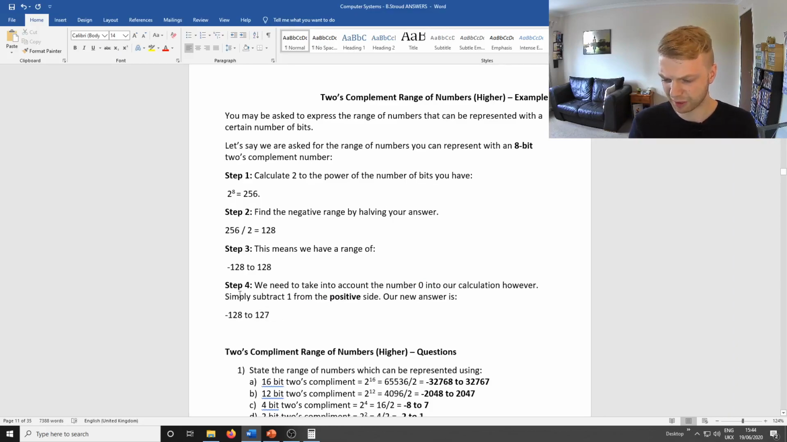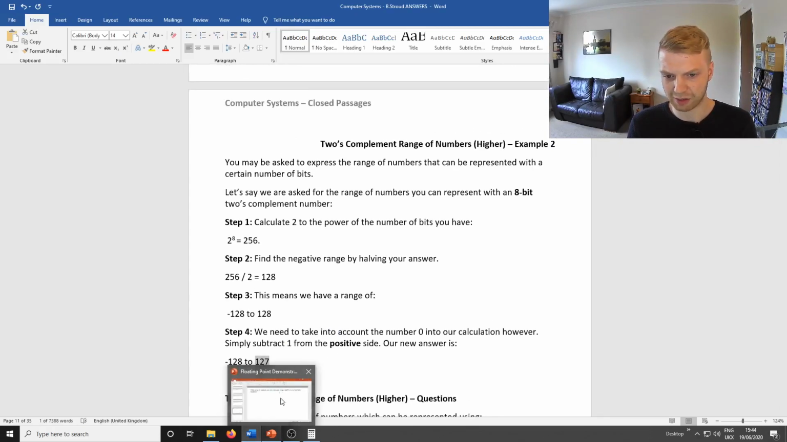There's something called 1's complement, which has a negative 0 and a positive 0. I don't really know how that works, but that's definitely a thing. But as far as we're concerned, 0 is positive, so you take away 1 from the positive side.